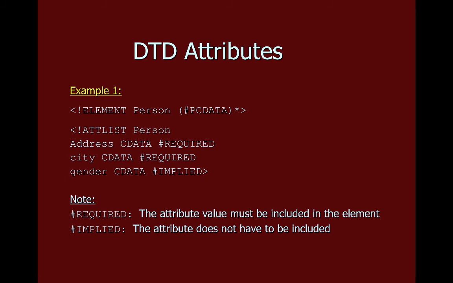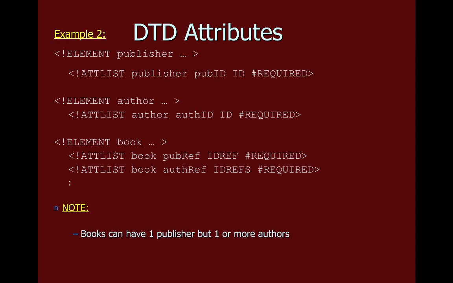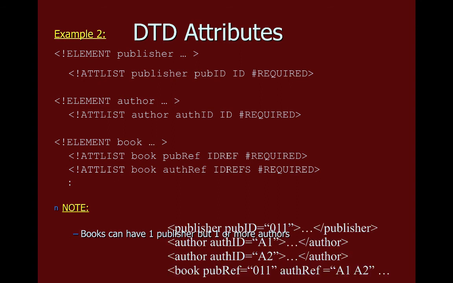And then, as you've seen, you can declare attributes to be required or optional or implied, if you like. And here's an example to say that books can have one publisher but one or more authors. So you have IDs, author IDs, and then you have one or more references, called IDREF. So the value of pub ref is IDREF because it's referring to an existing pub ID 011. And the value of AUTH ref or author ref is IDREFS. Author ref is actually a sequence of IDs.